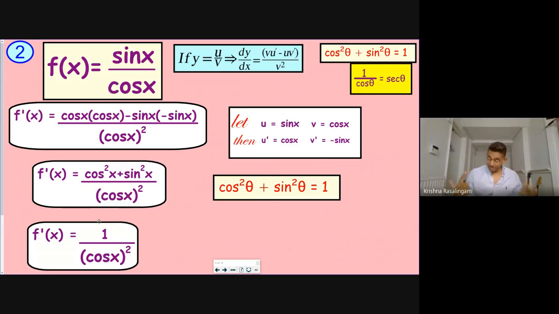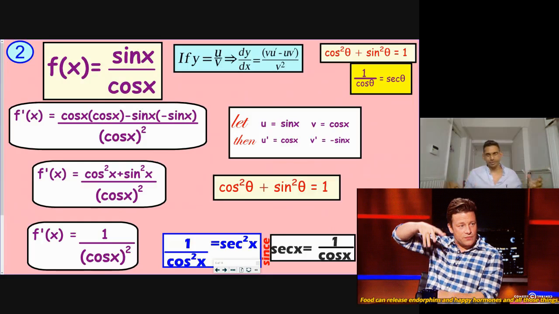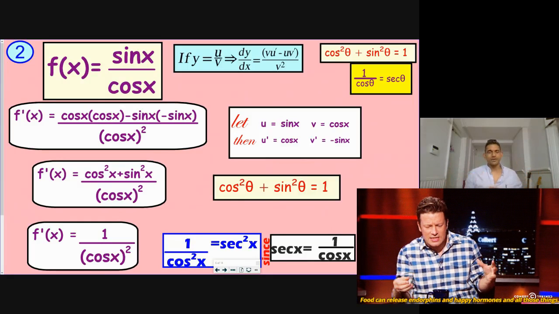And those who've done reciprocal trig functions will realise that 1 over cos x is sec x. So that means 1 over cos squared x will be sec squared x. So the final answer is sec squared x. You have got to love that. You can see all the little areas coming together, all those spices of maths.